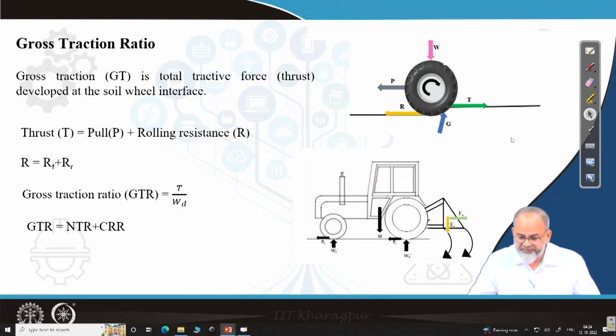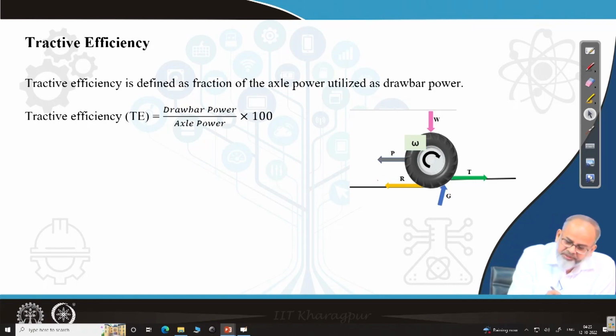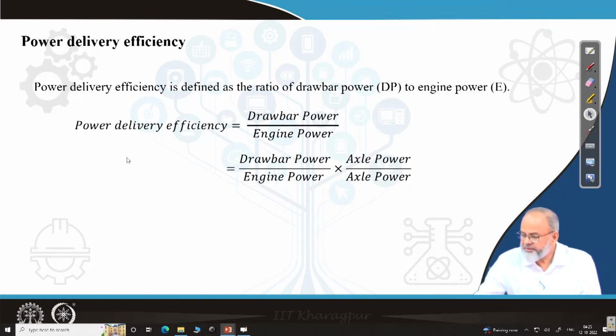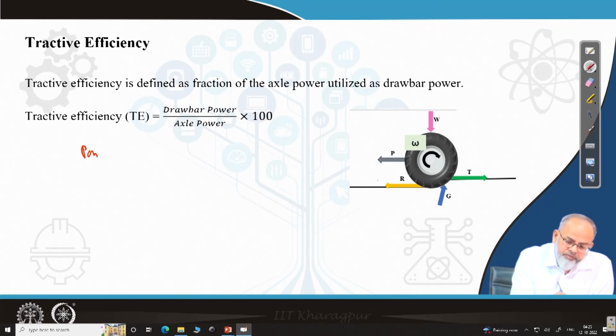Now what is tractive efficiency? It is the drawbar power divided by the axle power, and it is expressed in percentage. In other words, the tractive efficiency indicates how much of the axle power is being utilized as drawbar power. So what is drawbar power? It is the power available at the drawbar.